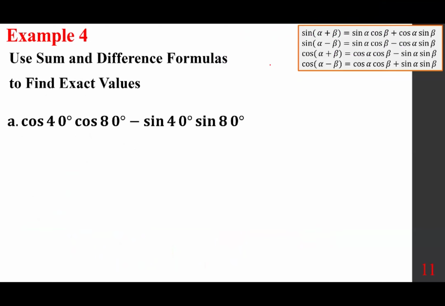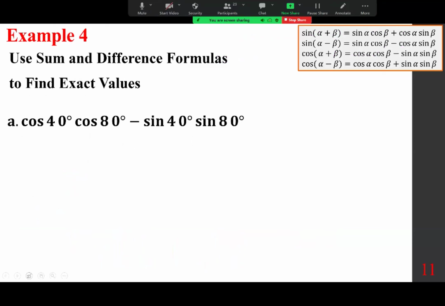All right, let's repeat the concept of exact answer here. Use the sum and difference formulas. Find exact values: cosine 40, cosine 80 minus sine 40, sine 80. Cosine alpha, cosine beta minus sine alpha, sine beta. Assume this is alpha, this is beta.